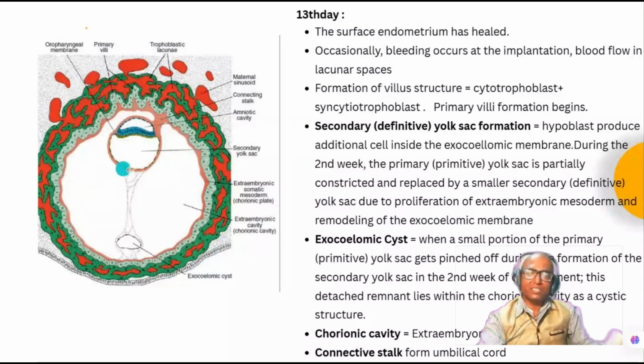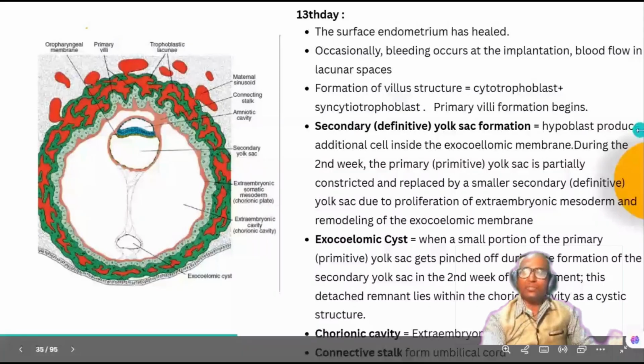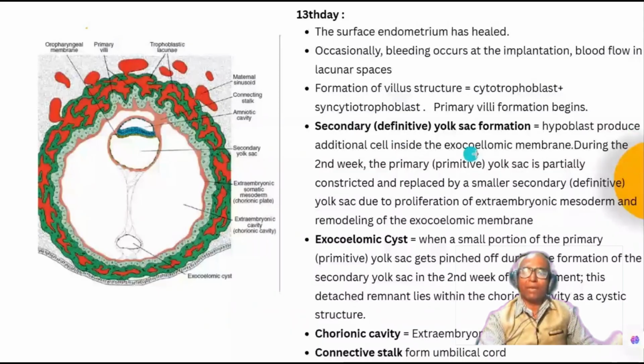Initially it was a primary yolk sac. As the chorionic cavity develops, a small part gets pinched off, and this primary yolk sac becomes the secondary or definitive yolk sac. The hypoblast produces additional cells inside the exocoelomic membrane during the second week. The primary yolk sac is partially constricted and replaced by the smaller definitive yolk sac due to proliferation of the extraembryonic mesoderm and the remodeling of the exocoelomic membrane.